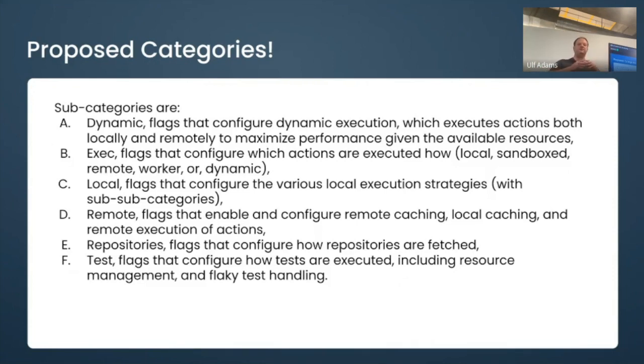Then I have a set of flags that I called exec, not quite the right name, which tell Bazel which strategy to use for which action, right? What strategies are there? You can execute actions locally, you can sandbox them locally, you can run them remotely. There is a worker strategy, which keeps additional state to make things faster, or dynamic. So that's another thing that you can pick there.